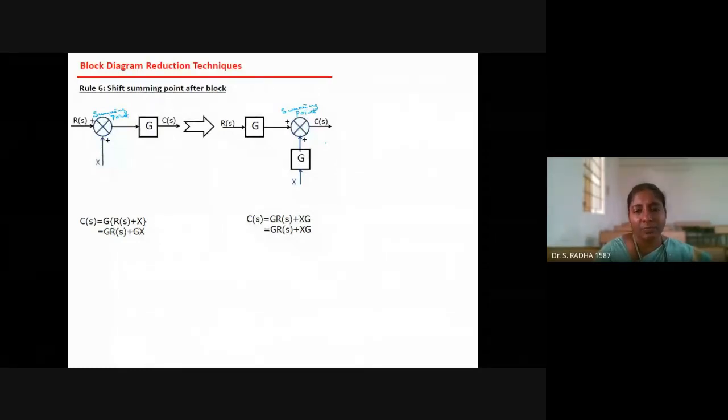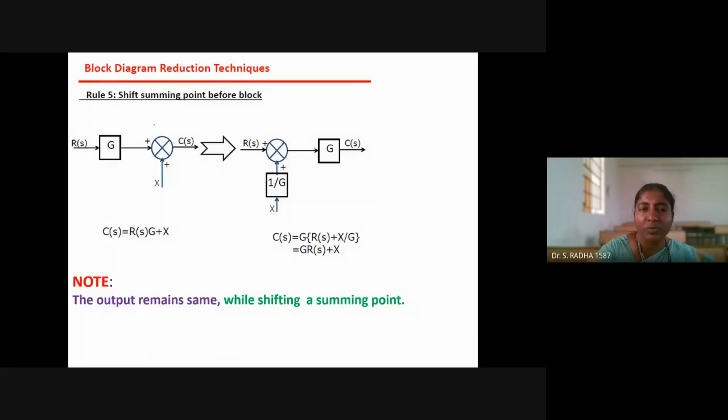Okay. Now I am including G when I am moving the summing point ahead of the block. If I move the summing point before the block, initially it is after the block, I am moving the summing point before the block. Now we have to do opposite. 1 by G should be included. This is about moving the summing point before the block and after the block.